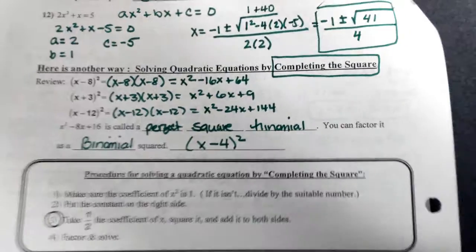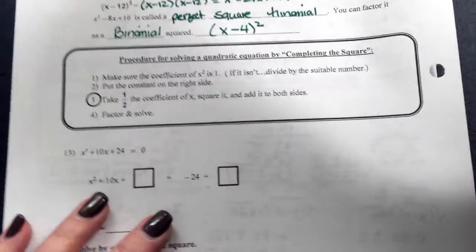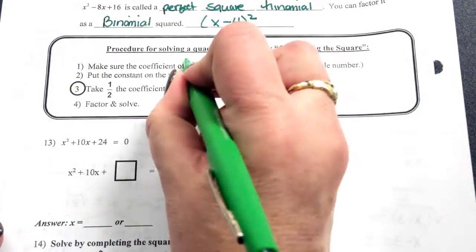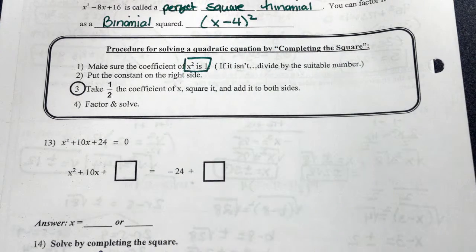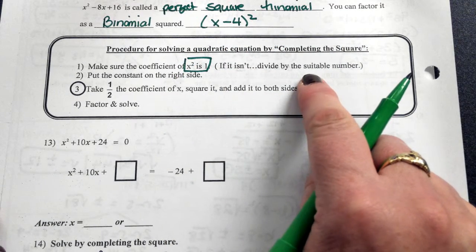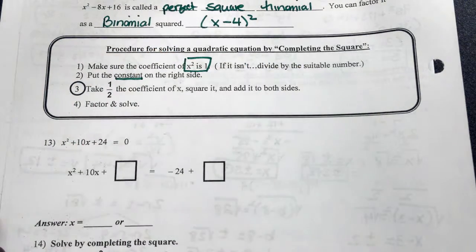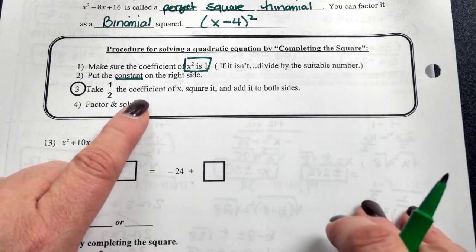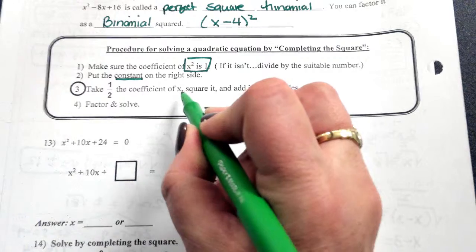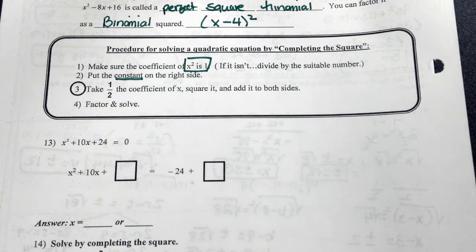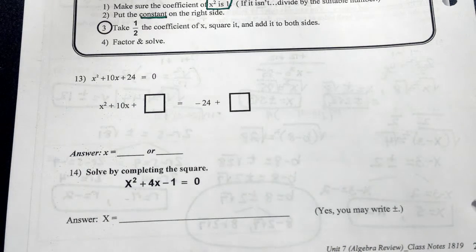This is our procedure that we're going to do. First of all, completing the square only works if the coefficient of x squared is a 1. If it's not, you're going to divide by the coefficient first. We're going to move the constant to the right side. Not like factoring or the quadratic formula, you don't need that 0. We're going to move the constant to the other side. And then you're going to create a perfect square trinomial. You're going to take half the coefficient of x and add its square to both sides. And then solve. So for example, let's take a look at number 13.